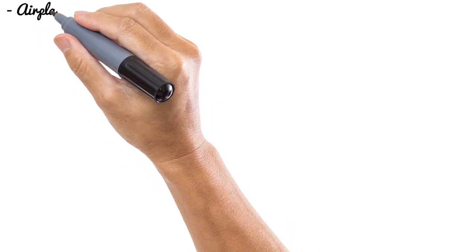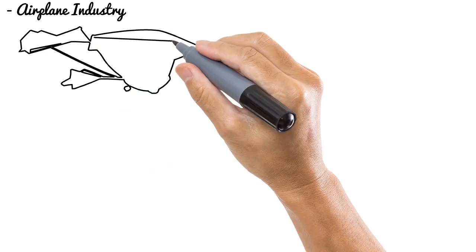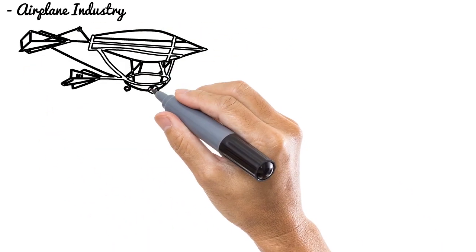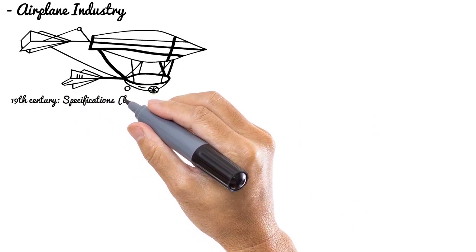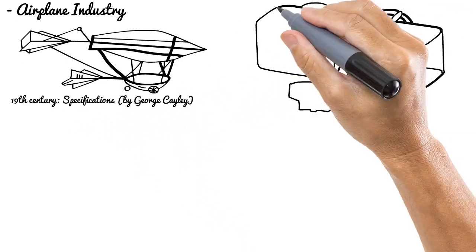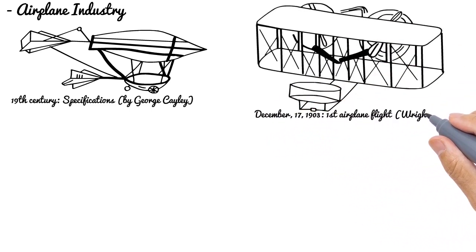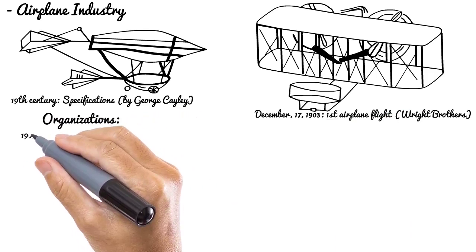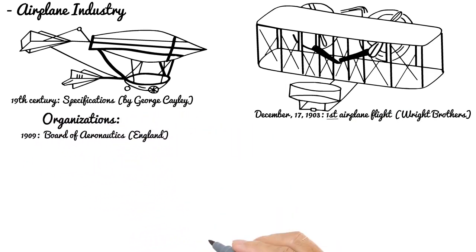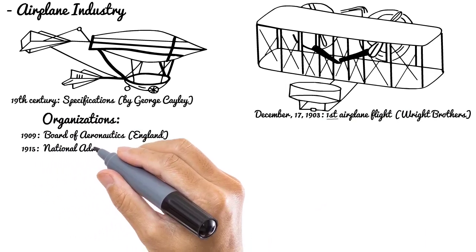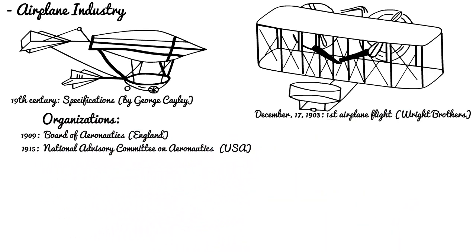Moving next. The airplane industry's story began with the publication of specifications for aircraft designed by George Cayley at the beginning of the 19th century. Brothers Orville and Wilbur Wright, on 17th December 1903, took off in a biplane with two propellers driven by a 12 horsepower gasoline engine. That was the first airplane flight. In 1909, the British instituted a Board of Aeronautics. In 1915, the National Advisory Committee on Aeronautics was established in the United States.